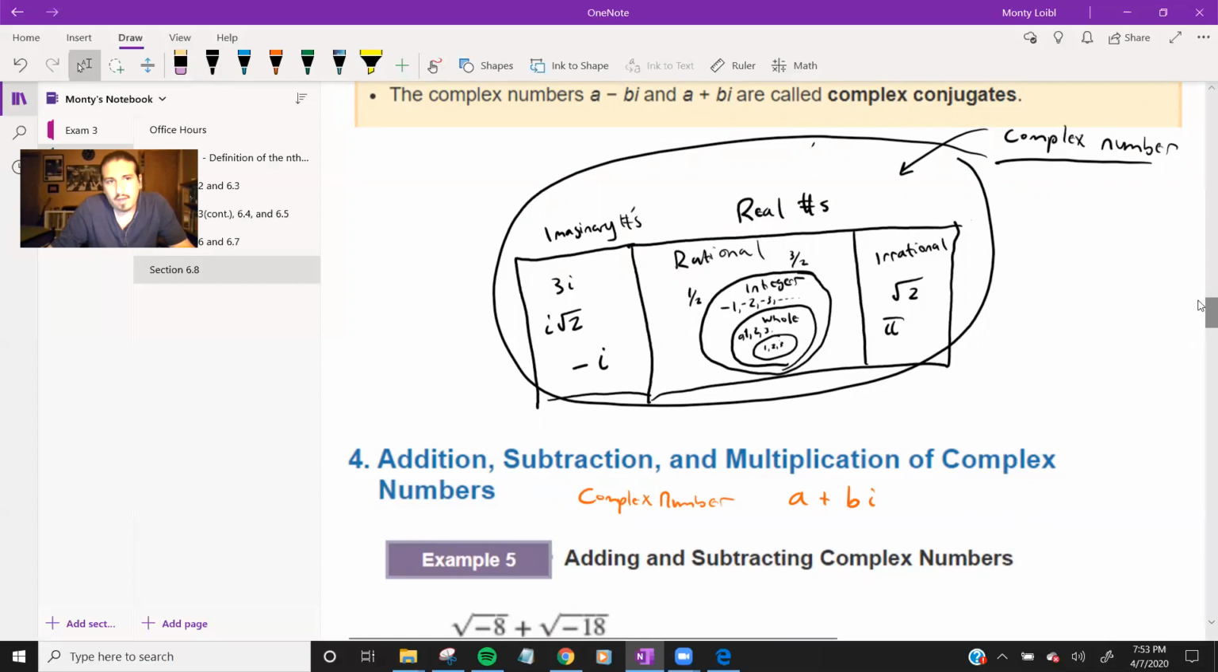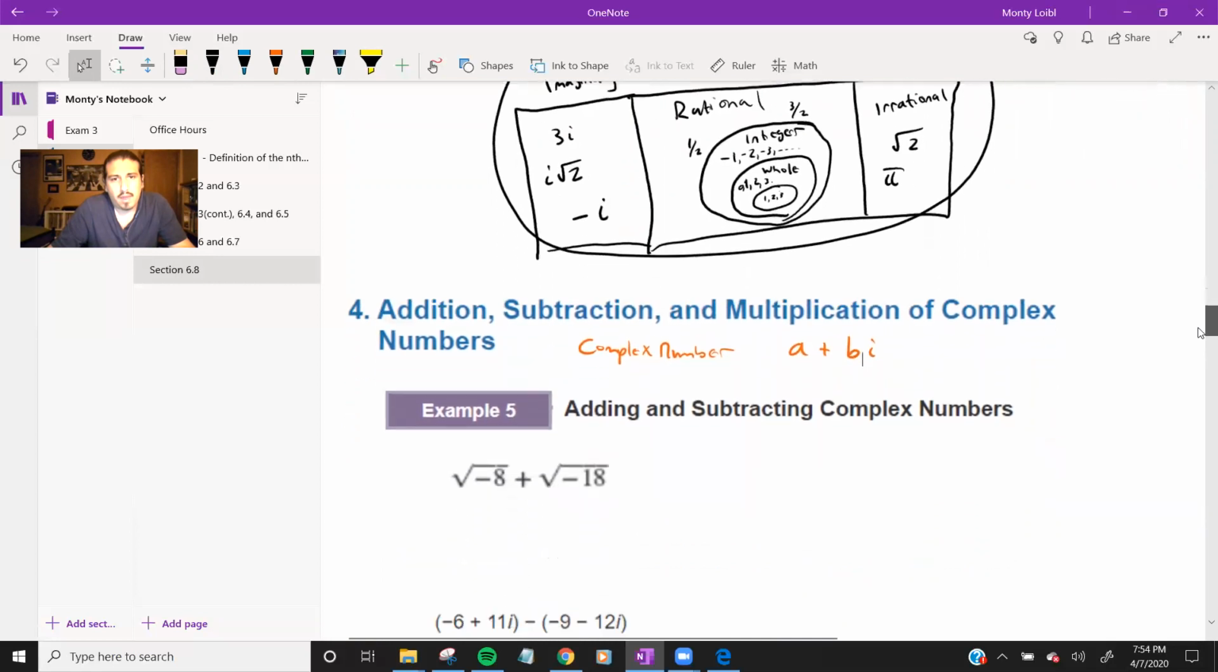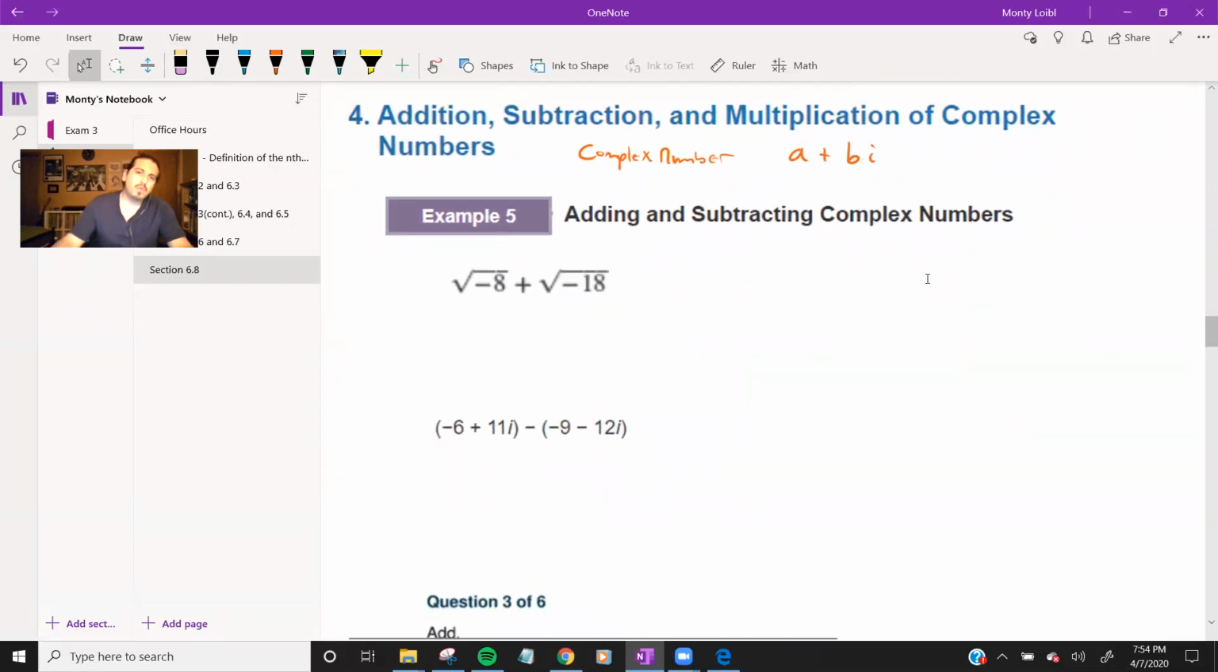So now we're going to learn how to add, subtract, divide, and multiply these. Okay, so I'll move down to about right here. Here we have the square root of -8 plus the square root of -18. Just like up above, we're going to have to evaluate these and add them together. So we're kind of reviewing the idea of adding just plain radicals together, right? We wanted the radicals to be like radicals, is what the book called them.